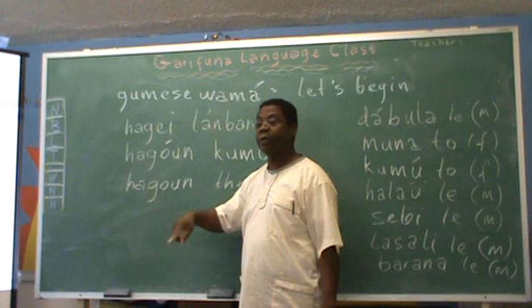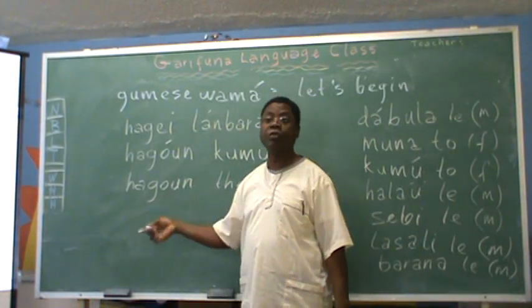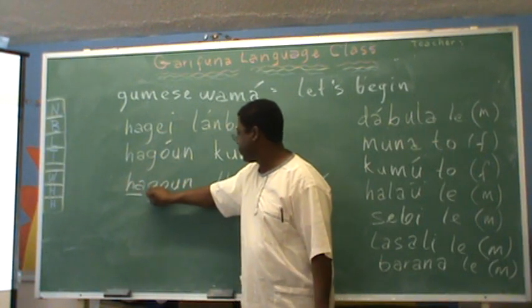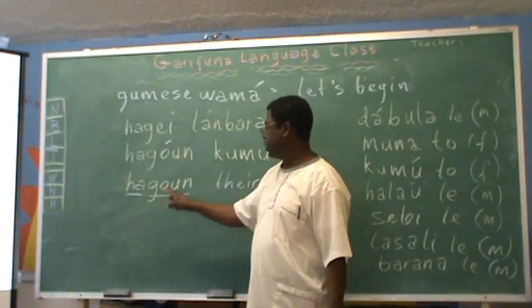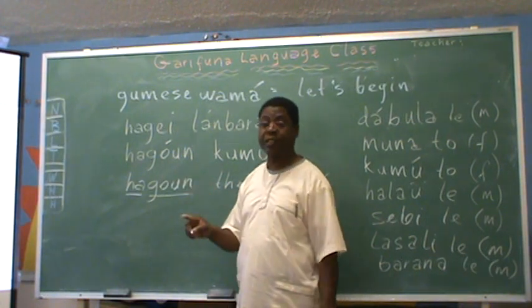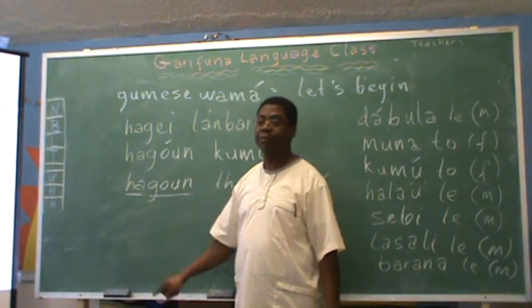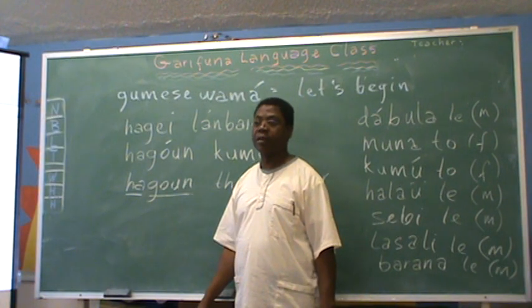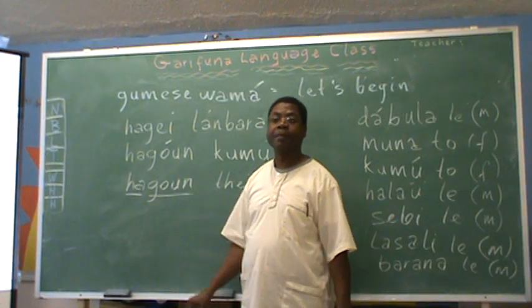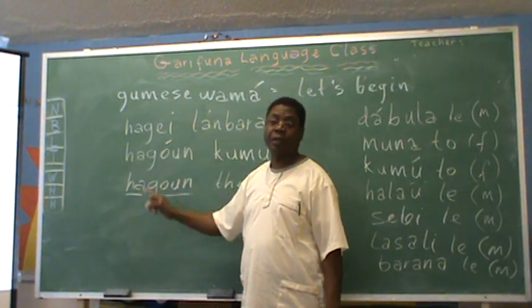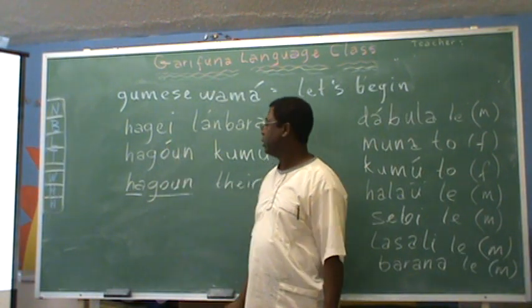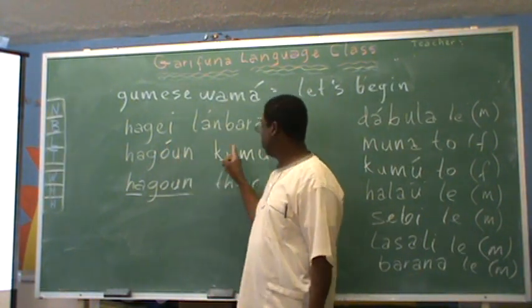Hago. We've been through the accentuation rules, right? Where if it's a two-syllable word like this one, the default accent or stress falls on the first syllable. Now, if it doesn't fall there, then we have to apply the accent mark. We call this Peggy in Garifuna. Okay? So, Hagoun Kumu.